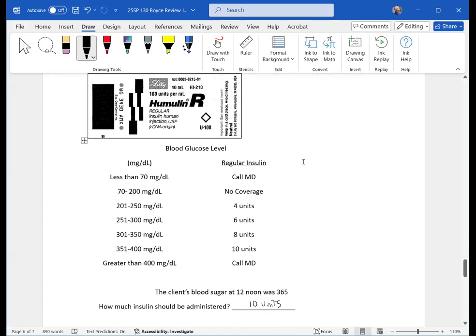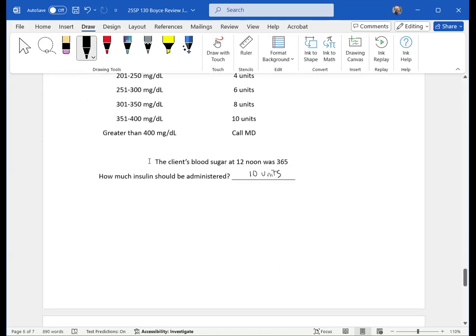I had a student ask me about this question. So I'm actually going to create a separate question just because I think it'll be good to do. Let's just say I'm going to get the same information here, but instead of the patient being 365, let's just say it's 265. Okay. So if the blood sugar at noon is 265, how much insulin should be administered?